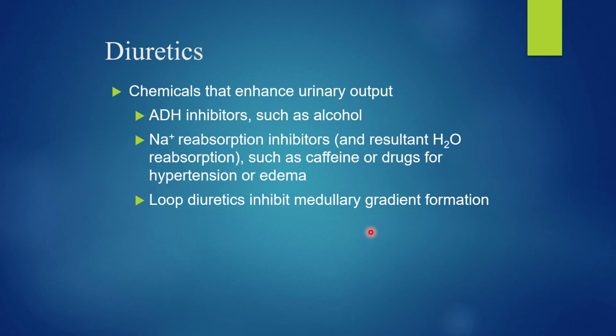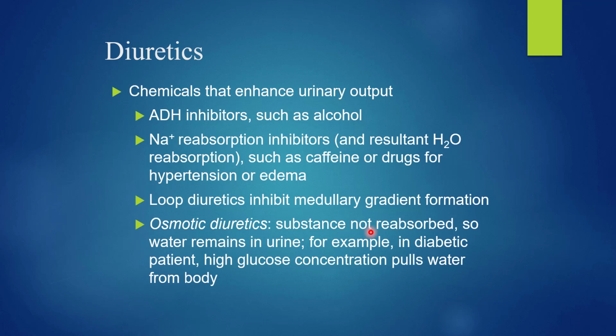Now, there are also loop diuretics that inhibit medullary gradient formation. And there's also the osmotic diuretics. These are substances that are not reabsorbed, so water remains in the urine. For example, in a diabetic patient, high glucose concentration pulls water from the body.